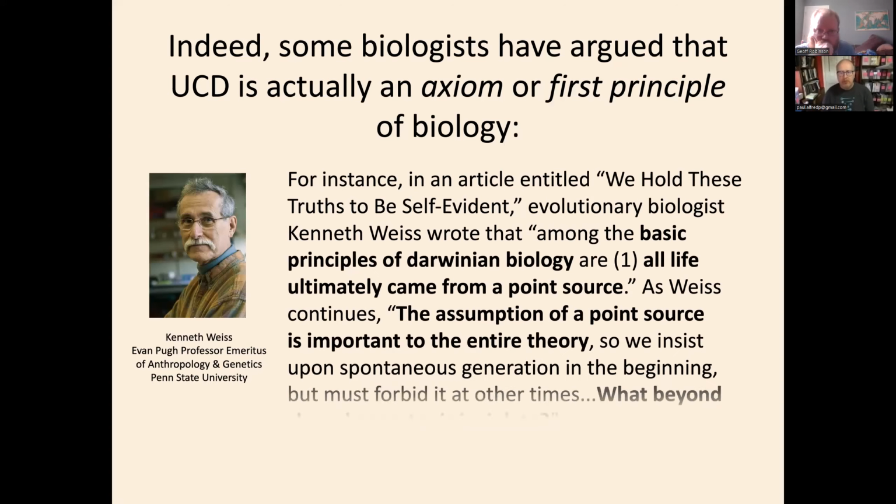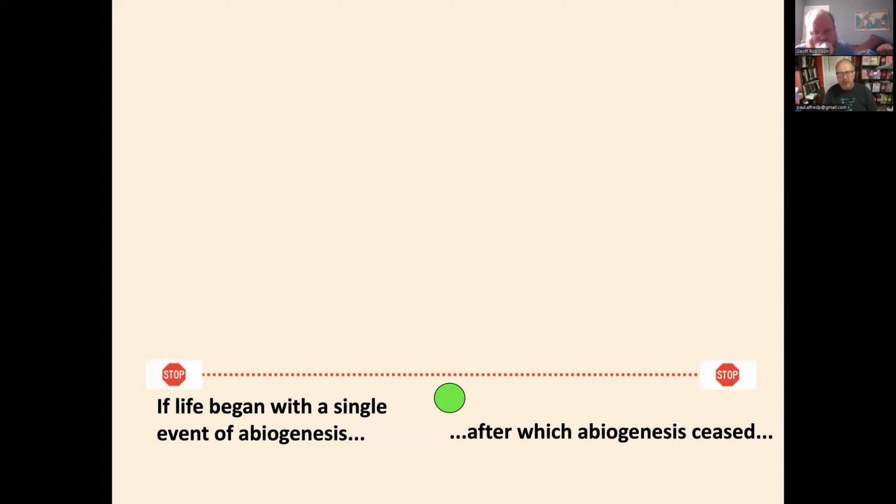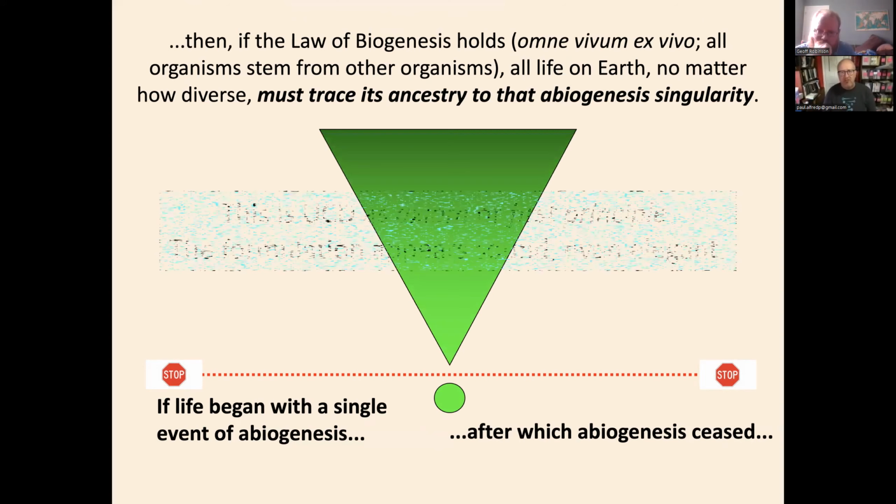So, sorry about that. So you can do this. And actually, it's a rather elegant argument. Infer a single event of abiogenesis. There it is. Never mind how that happened. Just say there was a cell. That process, whatever it happened to be, then ceases. You have a single cell present there. No more abiogenesis can happen. Well, if that is the case, then everything else on the planet must trace its ancestry to that abiogenesis singularity.